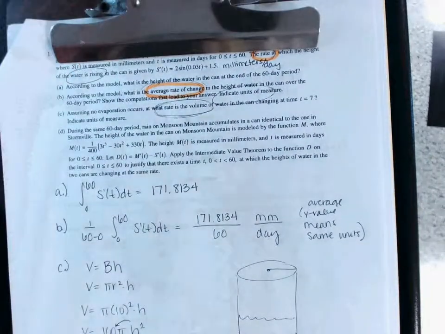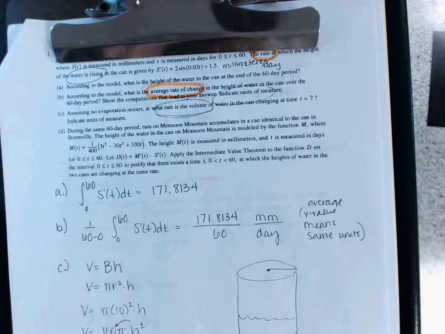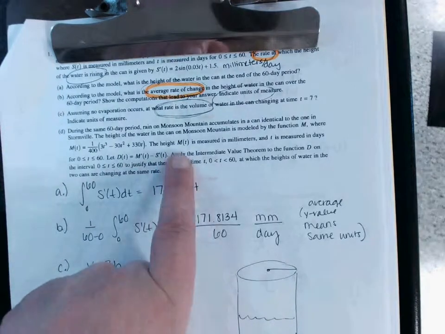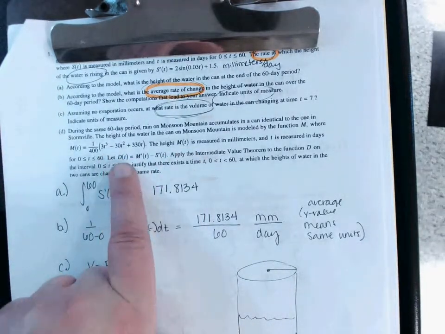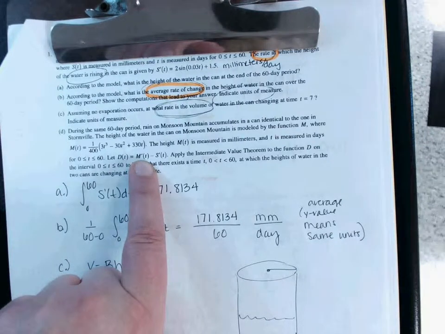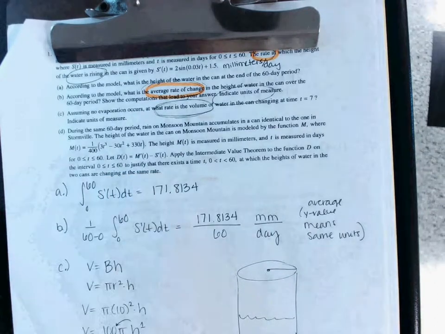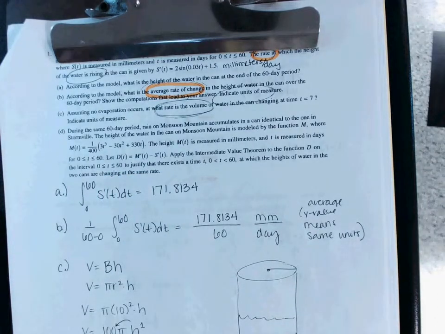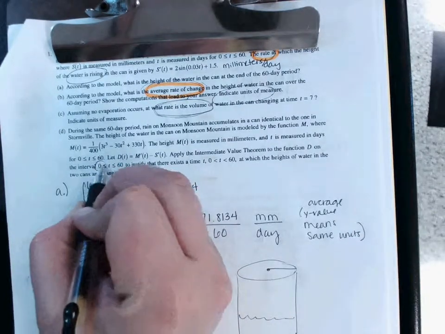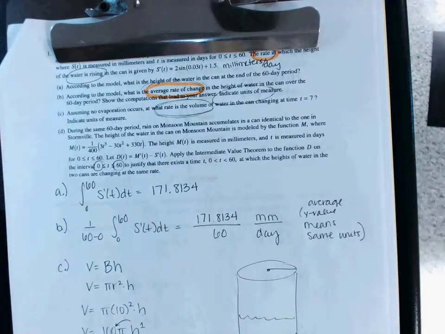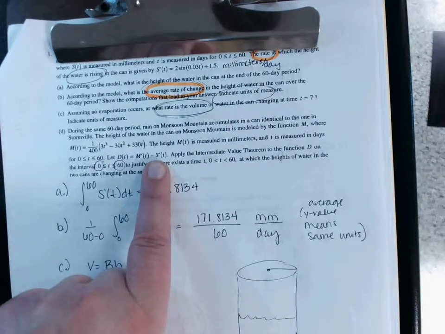Okay, it says during the same 60-day period on Monsoon Mountain, rain accumulates in a can identical to the one in Stormville. The height is given, measured in millimeters, with time measured in days. Let D be this. Apply IVT to the function to show there must be a time when the two cans are changing at the same rate. Okay, so just kind of generally think about how do you do IVT. You plug in the endpoints, right? So what would my endpoints be here? 0 and 60. And then you would be wanting to show that if they're the same, what would this difference have to come out to be? 0. So you'd be plugging in 60 and 0.